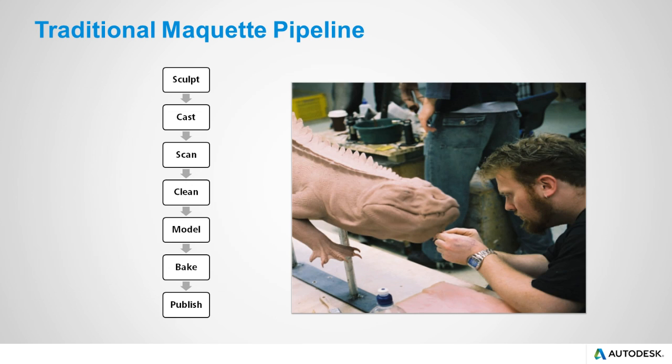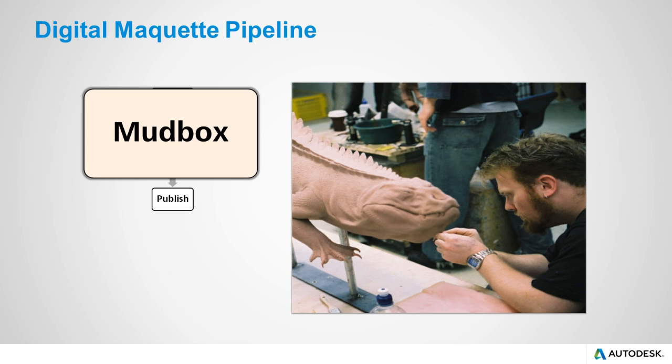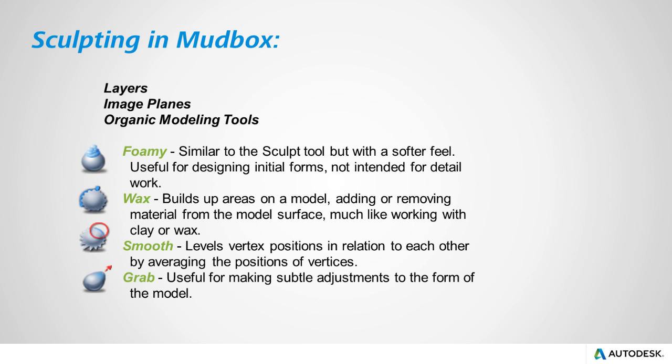Here's a traditional clay pipeline where you have this process of sculpting, casting, scanning, cleaning, building the model, baking, and publishing the model. In Mudbox, our goal here is to have a model that we've sculpted up and then be able to use retopology tools and publish that asset back to whatever package you're working with for your rigging, for example. So in sculpting in Mudbox, typically for organic tools, we're going to be looking at foamy, wax, smooth, and grab. We're going to take a look at these here in a moment as just a quick demo here in Mudbox.